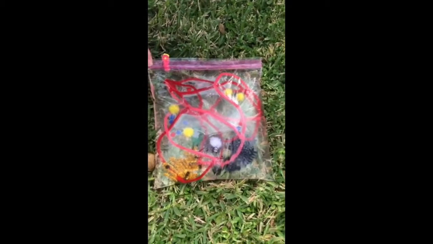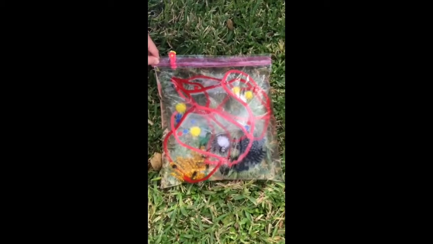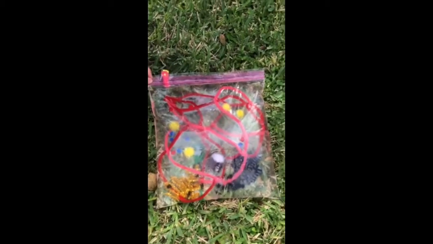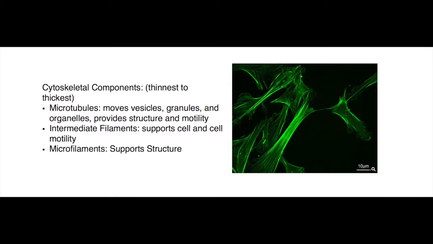Our last topic includes the three main components of the cytoskeleton. These are demonstrated by the very long red and pink pipe cleaners. These three components include the microtubules, which move vesicles, granules, and organelles and provide structure and motility, the intermediate filaments, which support the cell and cell motility, and the microfilaments, which support structure.